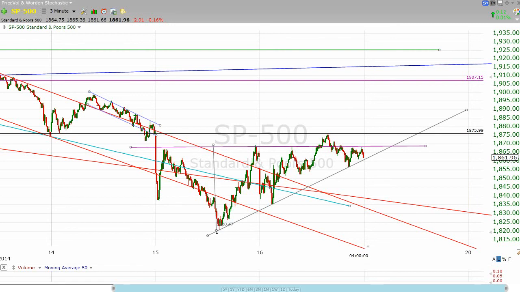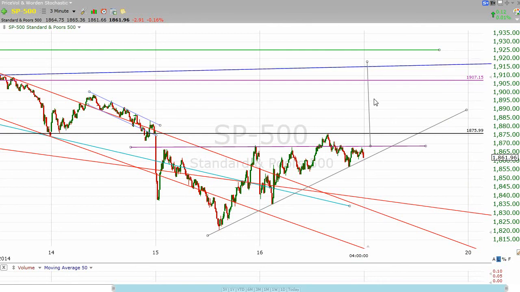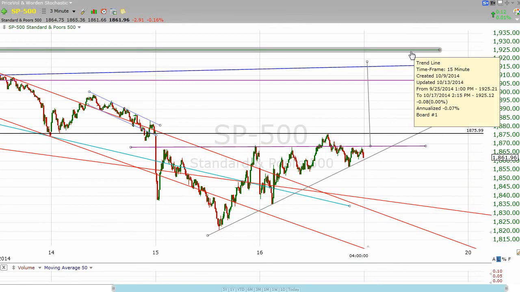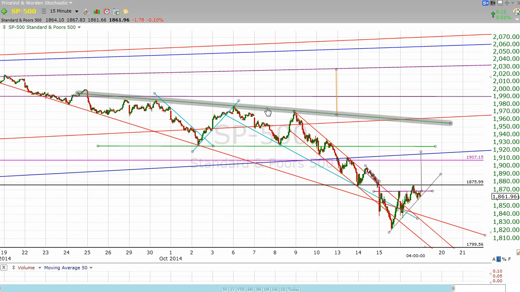If we get over this line, then we would have a target from this pattern, which you could call an inverted head and shoulders pattern. You could also call it an ascending triangle. Okay, we would have a target of roughly 1918, which would bring us back up to a back test really of that long-term support line, which is blue, or possibly even this green line, which is the broken trend line from the bottom of our consolidation that took place between these two lines right here.